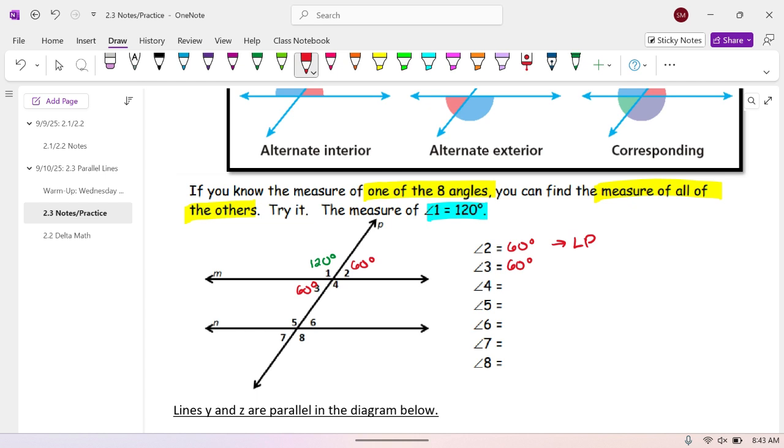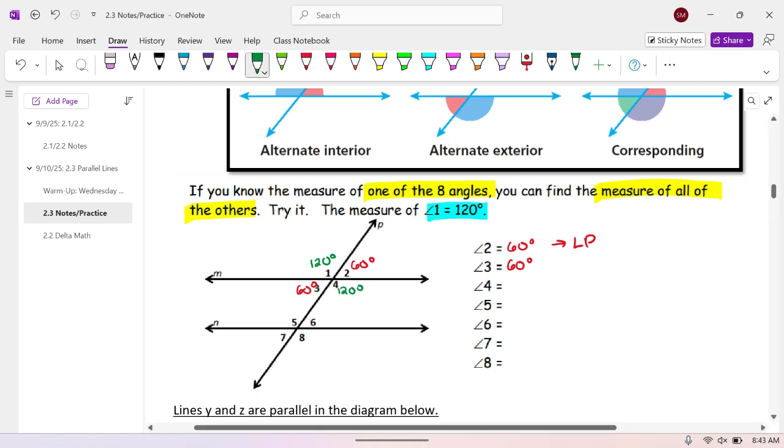What about angle 4? What's its relationship to angle 1? They're vertical angles. That means they are congruent. So angle 4 has to be also 120 degrees, because they're vertical angles.